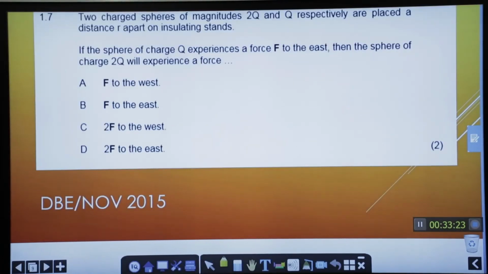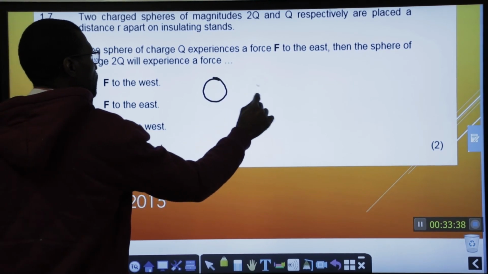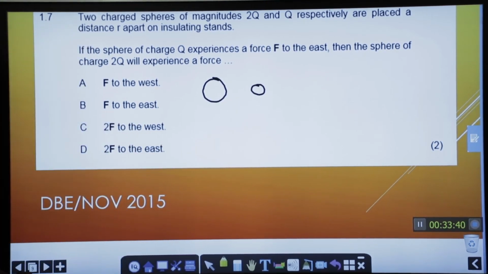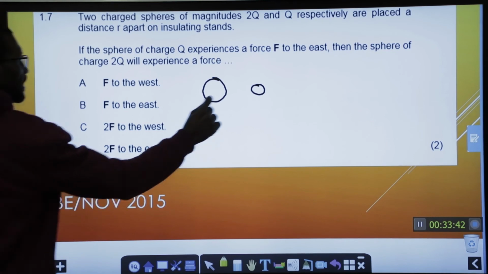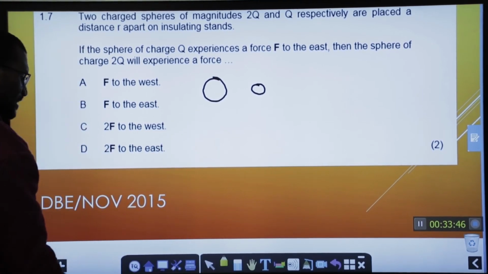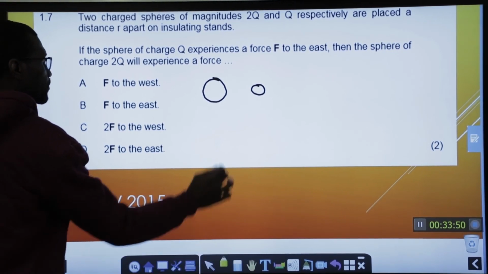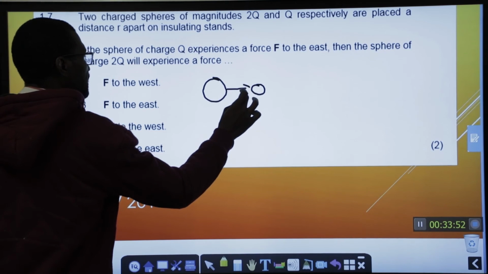Those were some simple examples that we looked at. Let's look at some past exam questions quickly. This is DBE November 2005. It says two charged spheres, one of a value 2q and another one q, respectively, are placed at a distance r from each other. So let's give them a distance one from another of r.